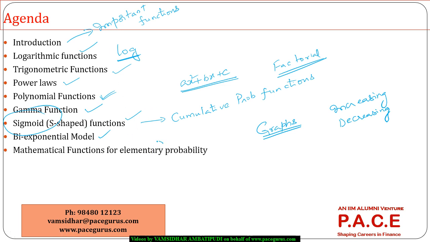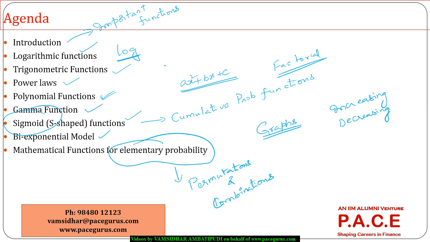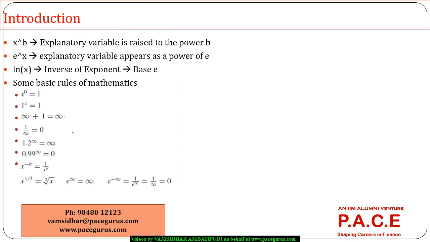And towards the end, we'll try to understand a couple of important functions from the world of mathematics, especially to do with permutations and combinations, which are helpful for us in doing probability related computations more comfortably. So we would look at those aspects from a very broad perspective.